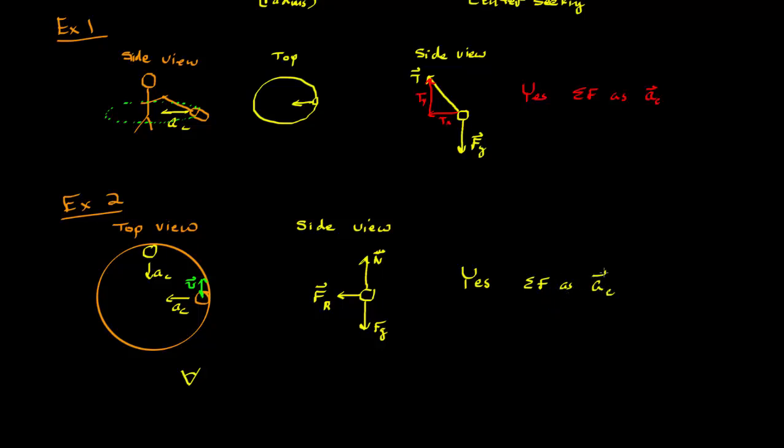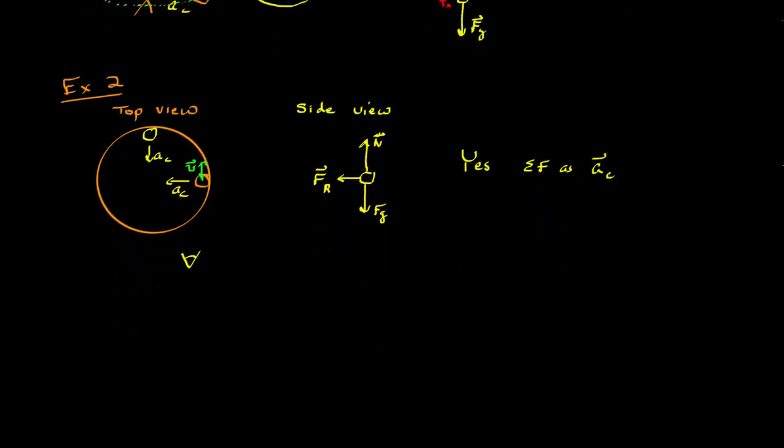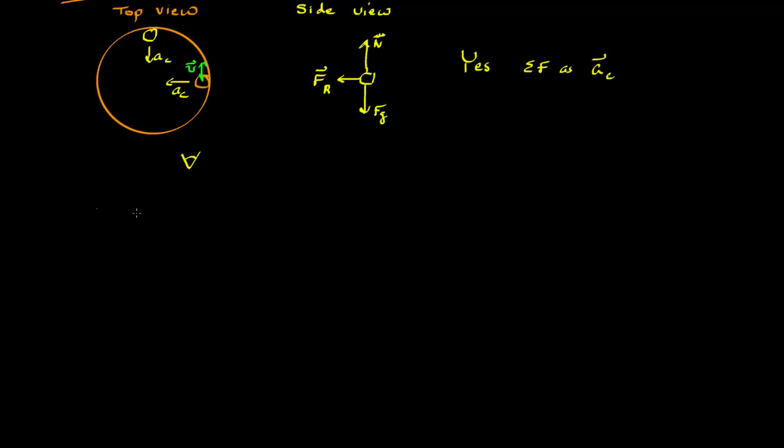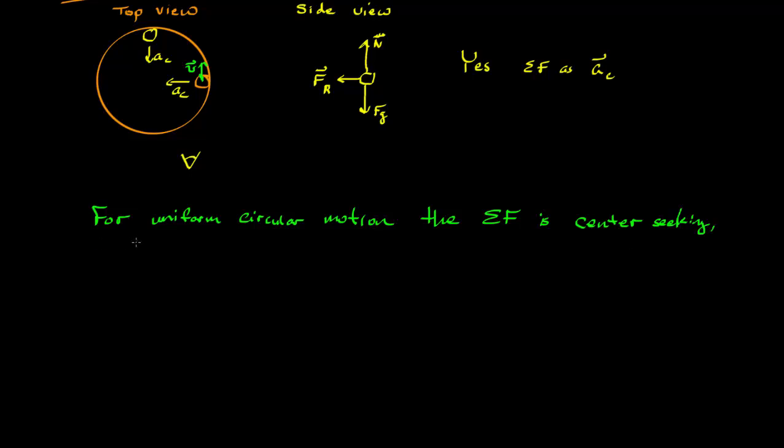So that leads us to a conclusion that for uniform circular motion, and again, uniform means same speed, the net force is center seeking, which is the same direction as the acceleration. And we would call that centripetal or radial.